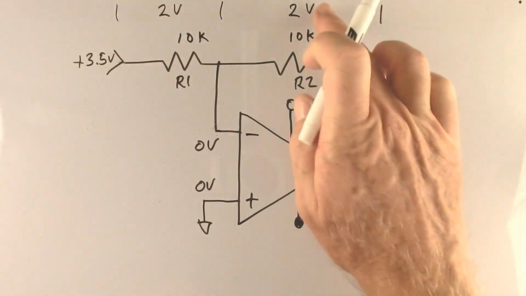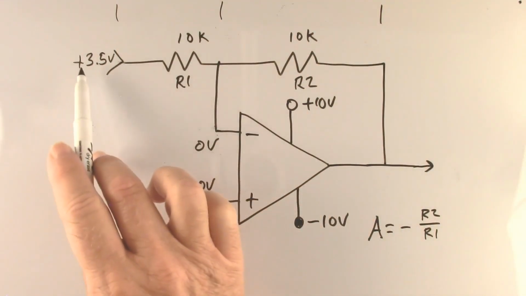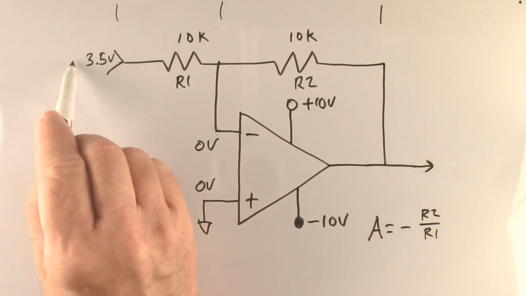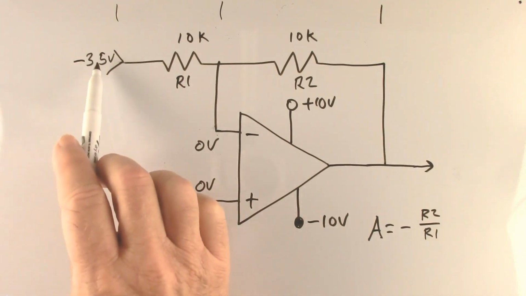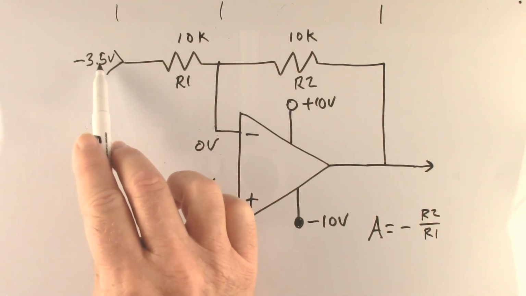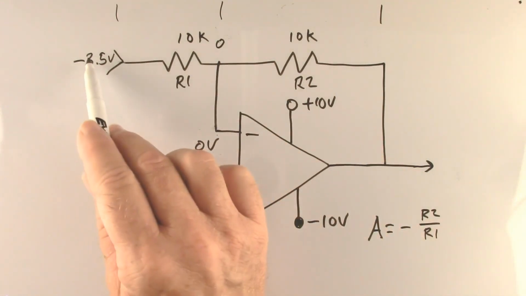Erase these numbers and see what happens. Okay, so we go from, I wanted to make that minus. Let's try that again. So we have minus 3.5 volts here. We gain that 3.5 volts to get to 0. So we go from minus 3.5 to 0.